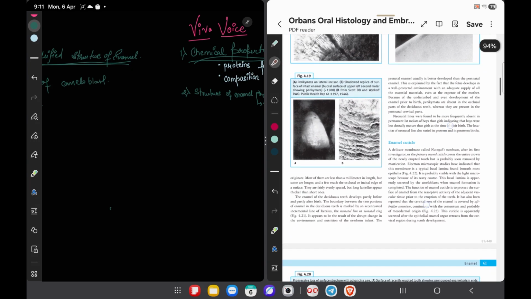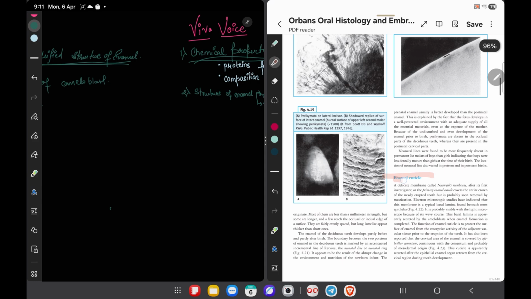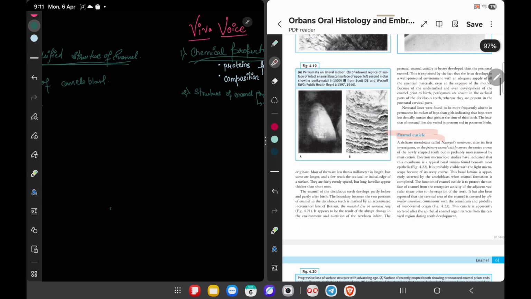These are the ones of enamel cuticle. These all are hypocalcified structures. These are very small topics, so you have to cover them in a few sentences.